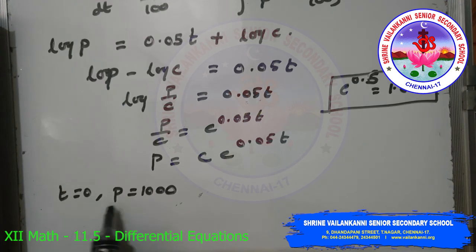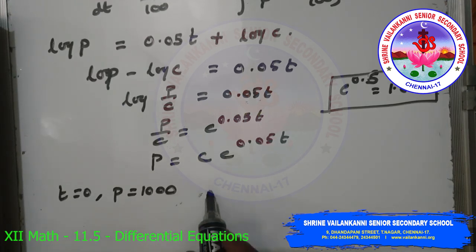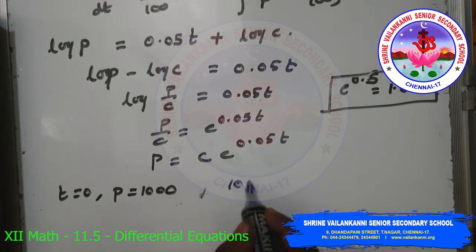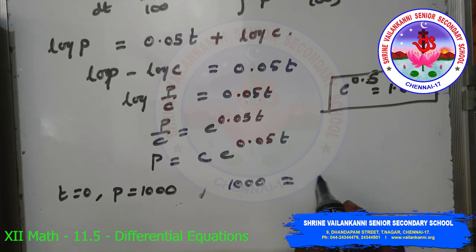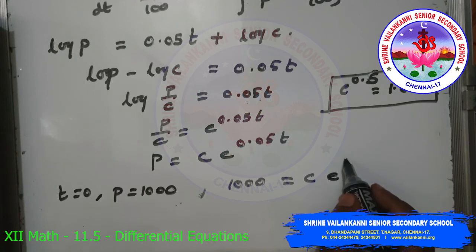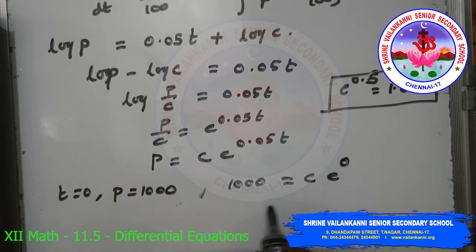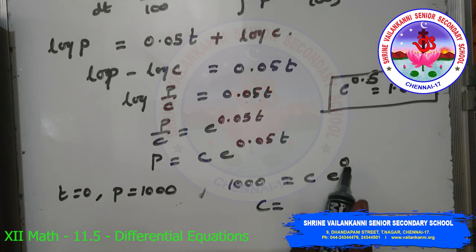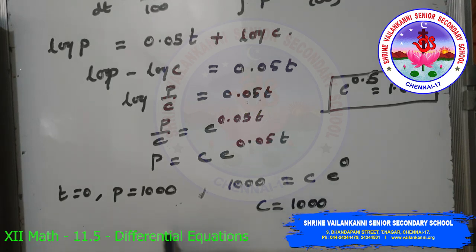So when t is 0, P is 1000. Substituting here, 1000 equals c into e power 0. Anything to the power 0 is 1, so c equals 1000. So we get P equals 1000 into e power 0.05 into t.